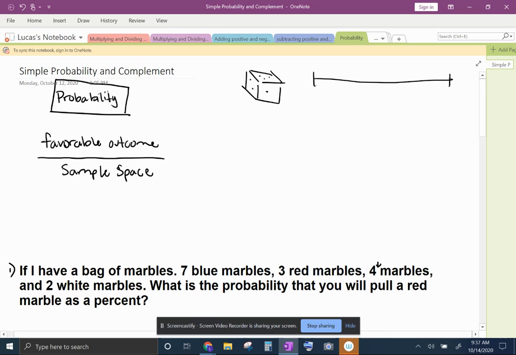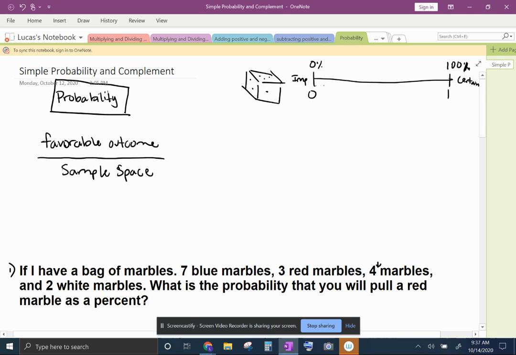So 0 and 1, which is 0% and 100%. And so this is certain and this is impossible. You can't have anything more than impossible and you can't have anything more than absolutely certain. And so everything else lies in between here.